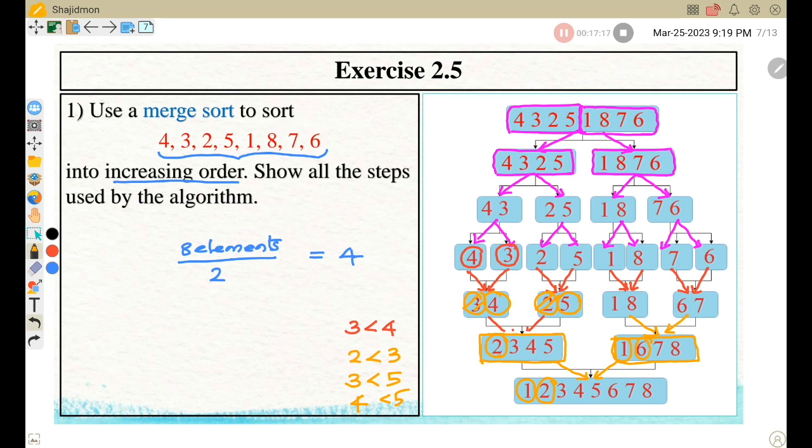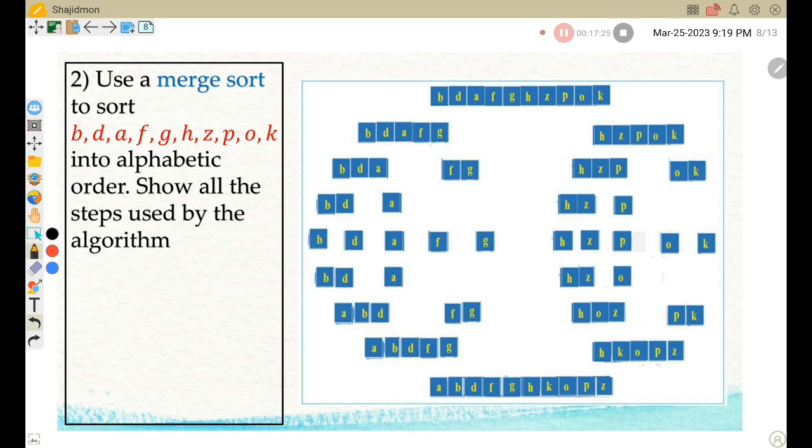Hope you understood this one, correct? Hope you understood how we are sorting a list of unordered numbers. Okay, let me go to the next example, example number 2. Use merge sort to sort the elements B, D, A, F, G, H, Z, P, O, K into alphabetic order. Show all the steps used by the algorithm.